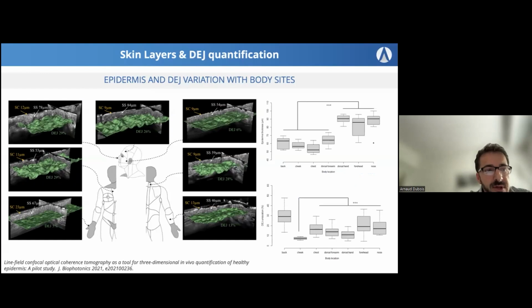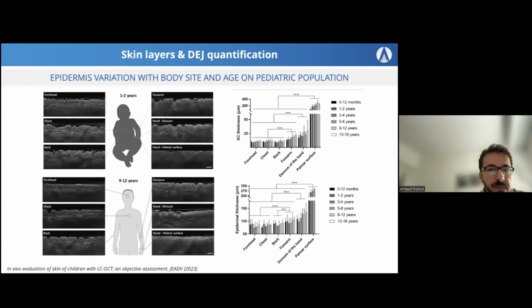A study was carried out for quantitative comparison of healthy epidermis at different locations on the body. In this study, the metrics were epidermis thickness and undulation of the junction. For example, depending on the location on the face, the undulation of the junction changes, flat on the cheek, very undulated on the forehead. Here, the thickness of the epidermis at different sites on the body was studied as a function of age on children, from birth to age 12.